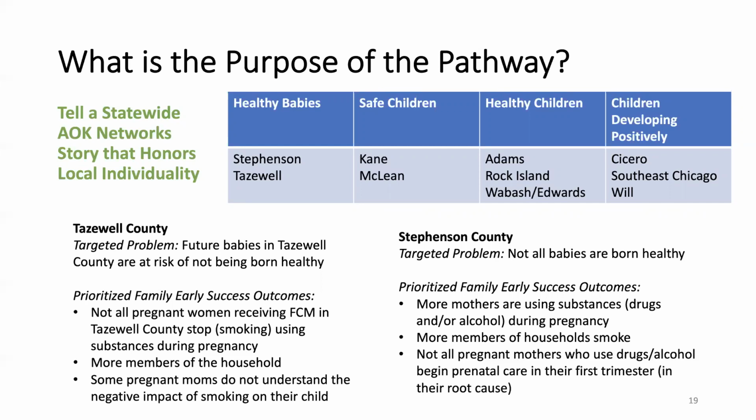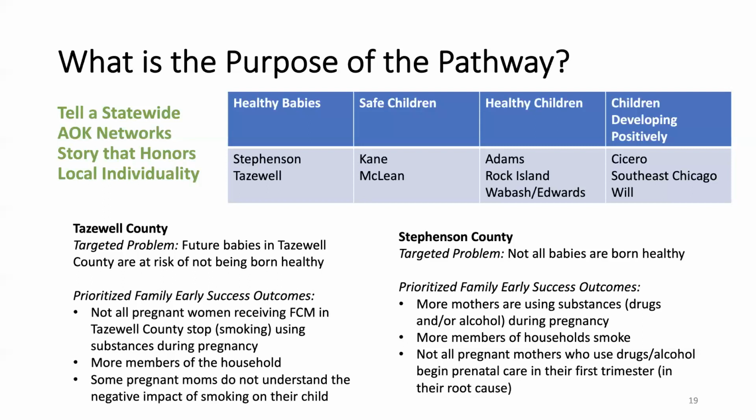So for example, this blue chart here shows which communities, which AOK networks, focused on what during this current 5-year cycle. For example, Stevenson and Tazewell both focused on healthy babies because when they did their child and family assessment process, their data revealed that not all babies are being born healthy or are at risk of not being born healthy.